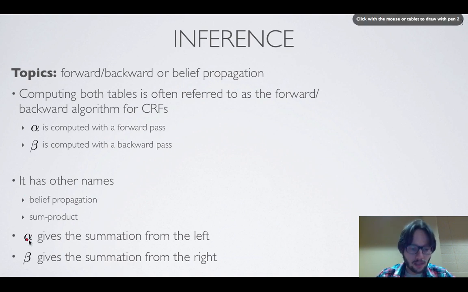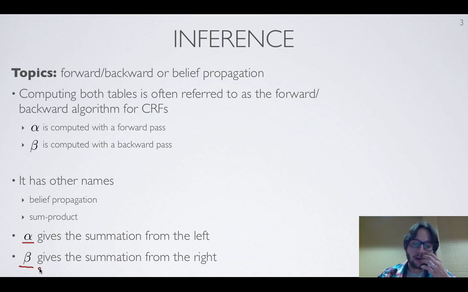So to do this, like I said, we had to pre-compute a table that we call alpha, or a table that we call beta, where each essentially computes the summation of the exponentiated log factors that involves all of the labels to either the left of a given position or to the right of a given position.